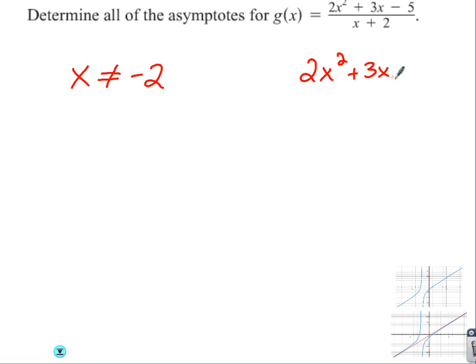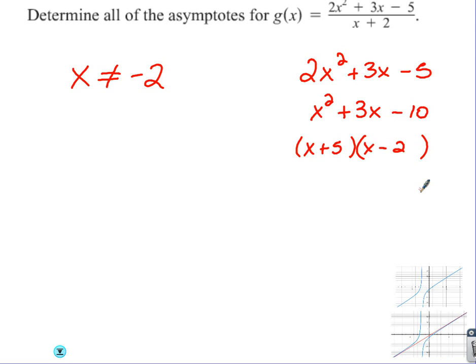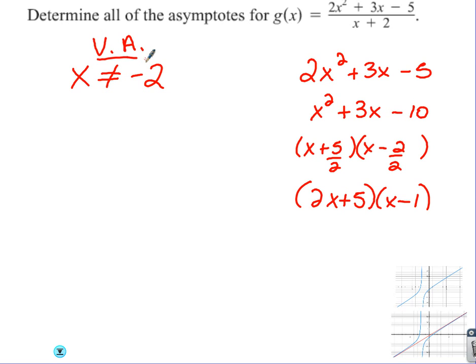2x squared plus 3x minus 5. Using bottoms up factoring, that would be x squared plus 3x minus 10, which factors into x and x, positive 5, negative 2. Divide them both by 2. You're left with 2x plus 5 and x minus 1. So will x plus 2 yield a hole? No, because x plus 2 is not a factor of the top. That's the top factored, 2x plus 5 and x minus 1. So we've got a vertical asymptote at x equals negative 2.